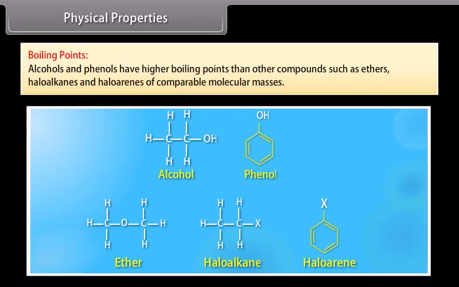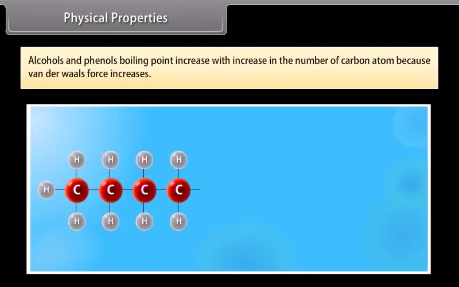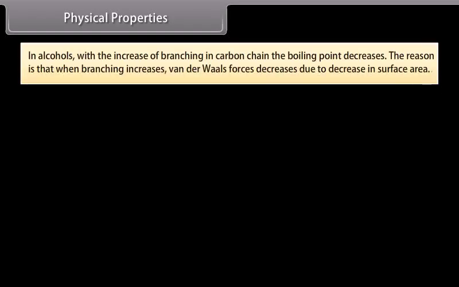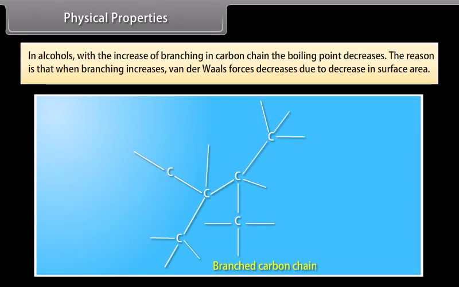Physical properties. Boiling points. Alcohols and phenols have higher boiling points than other compounds such as ethers, haloalkanes, and haloarenes of comparable molecular masses. Alcohols and phenols boiling point increases with increase in the number of carbon atoms because van der Waals force increases. In alcohols, with the increase of branching in carbon chain, the boiling point decreases. The reason is that when branching increases, van der Waals force decreases due to decrease in surface area.